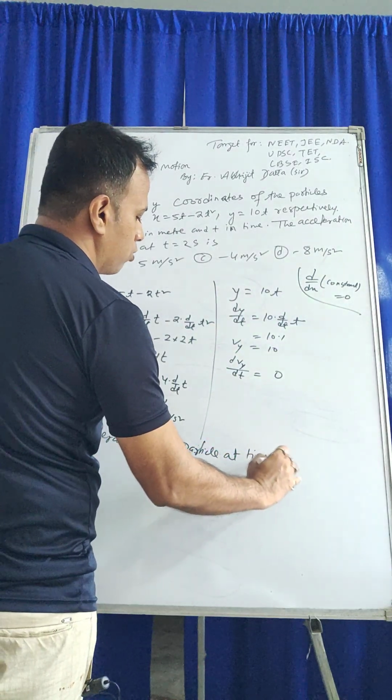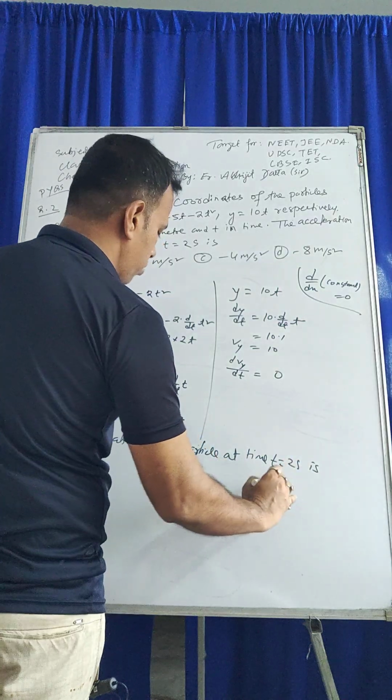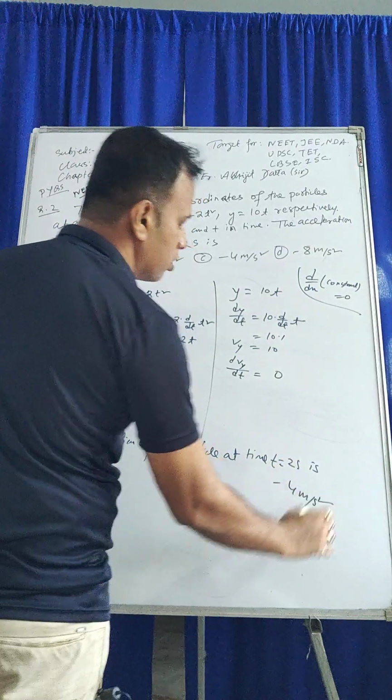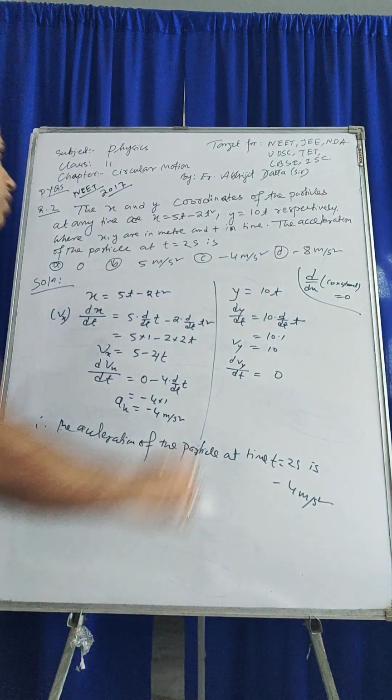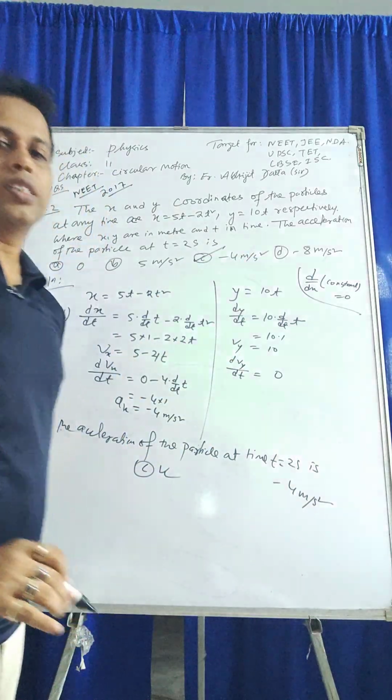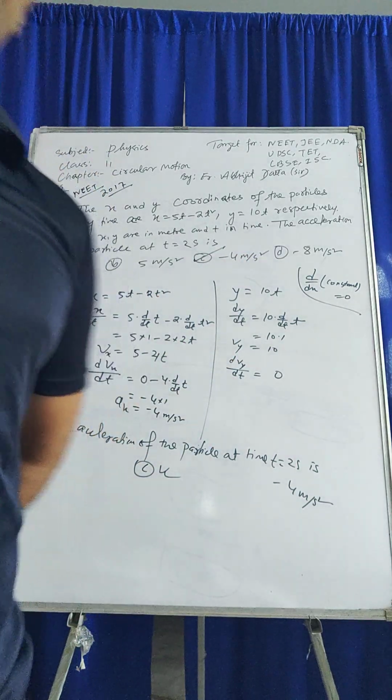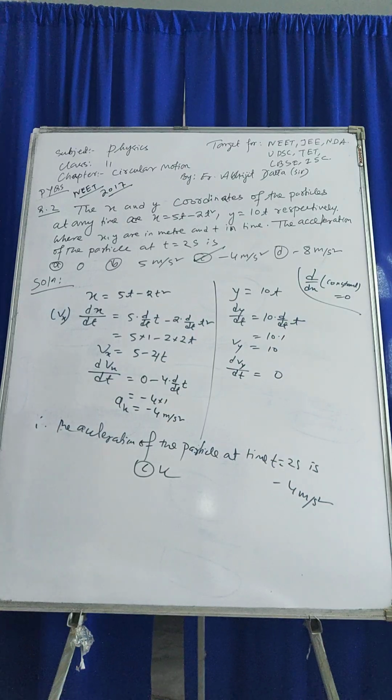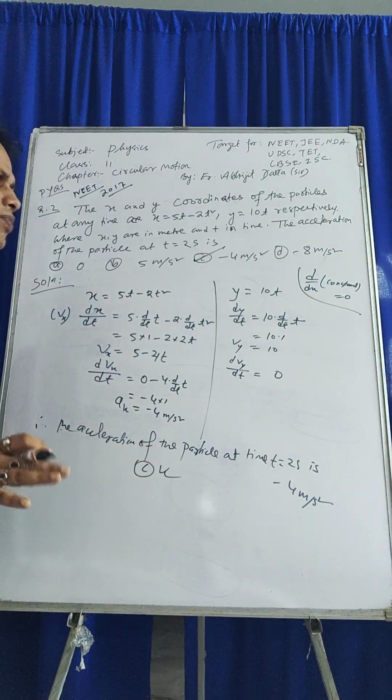At time t equal to 2 seconds, the acceleration is nothing but minus 4 meter per second square. So which option is correct? Option C is the correct answer. Got my point? This is so simple. This question came in NEET 2017, and there is nothing extra to do here.